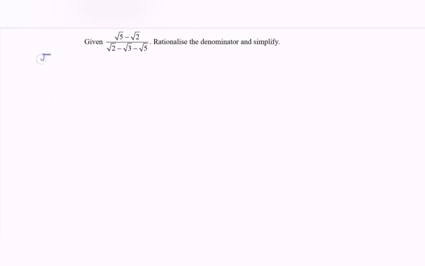So given we have the square root of 5 minus the square root of 2 over the square root of 2 minus the square root of 3 minus the square root of 5. So very obvious, we are going to multiply by the conjugate. But for this case, my suggestion would be bracket this part and make it become two terms. So the conjugate will be the square root of 2 minus the square root of 3, and then plus the square root of 5.